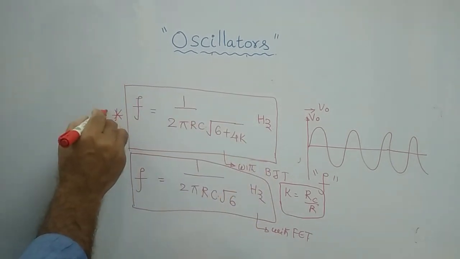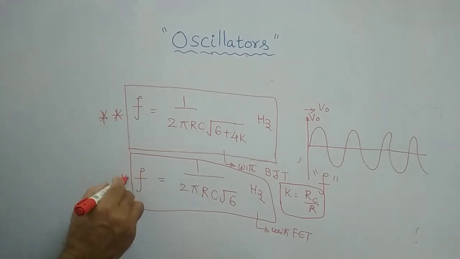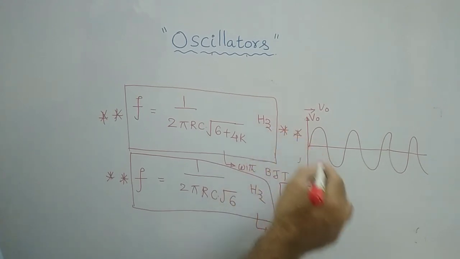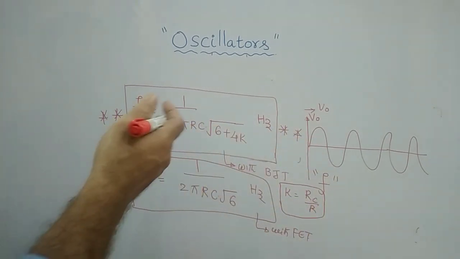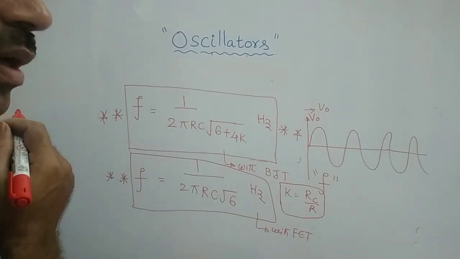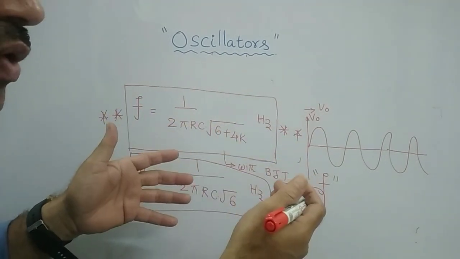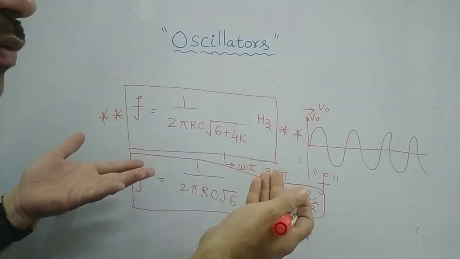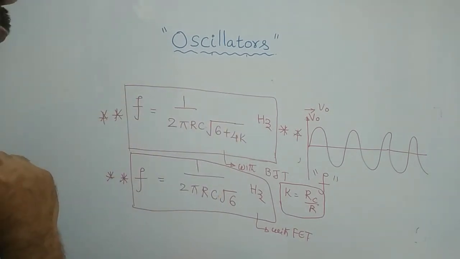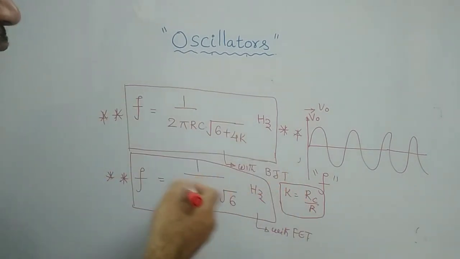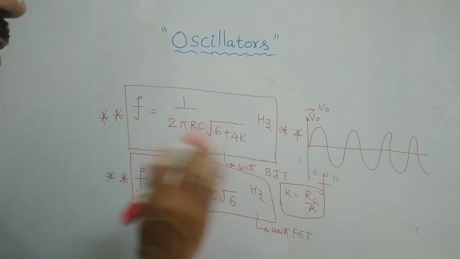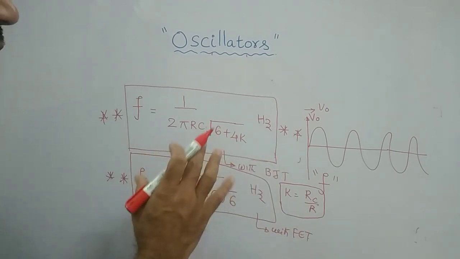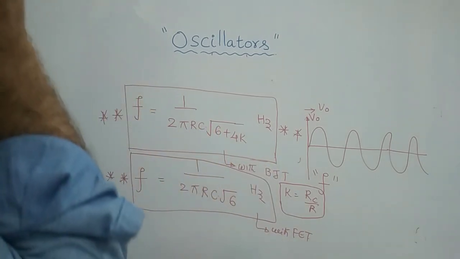These are very, very important expressions. Normally in academics, you will be asked to derive or explain them, for example: explain the RC phase shift oscillator using a transistor and derive the expression for its frequency of oscillation. Similarly, if it is using a FET, you must derive that expression. It is very, very simple. We will see this in the next presentation. This is just the information I wanted to discuss in this presentation.